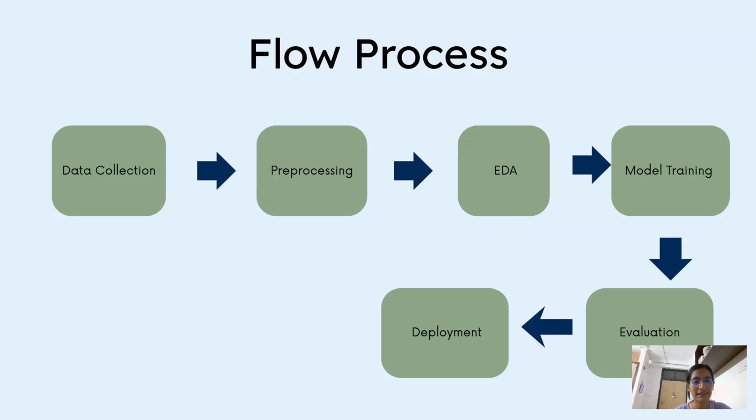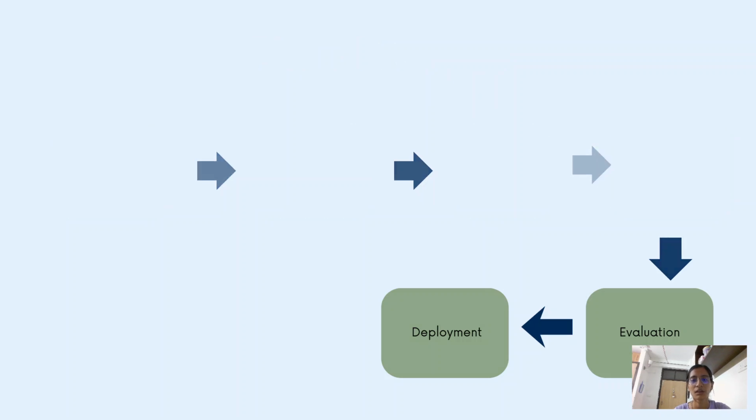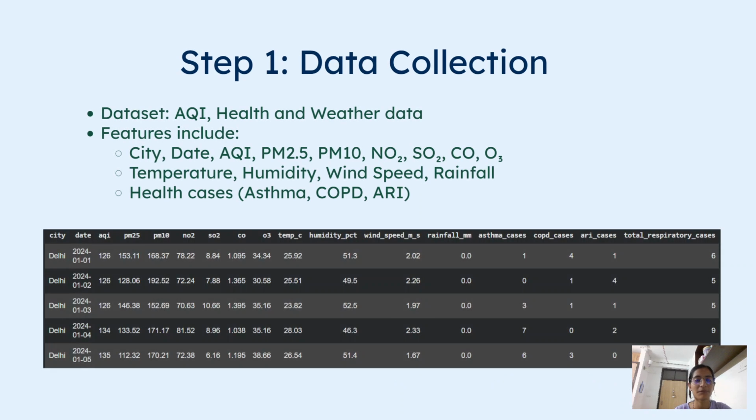So what is the flow process of this project? First, we collect the data, then we pre-process it, then we do EDA, then we train the model, then the evaluation part, and then we deploy the model. So in the first step, we will collect the data.